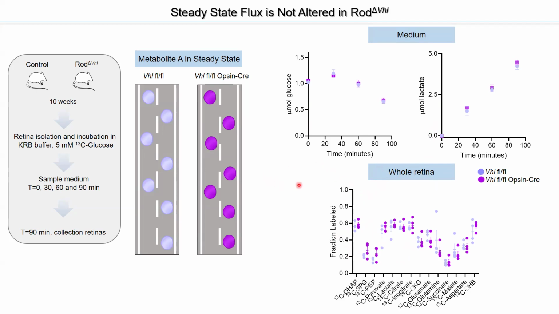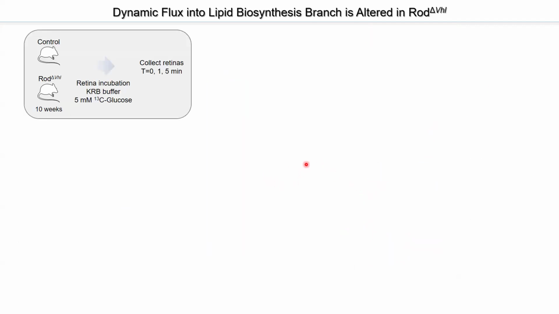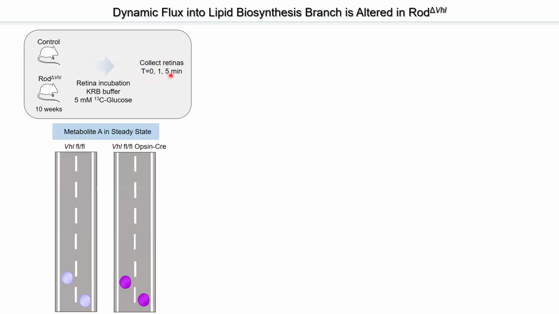To then continue our studies, we decided to do a dynamic flux experiment. So this works a little bit differently from the steady state, since we now don't get a steady state glucose concentration inside, since we only expose the retinas to 13C glucose for 0, 1, and 5 minutes. So what this means is that we're not looking at the total abundance of the metabolites, but we're actually looking at how fast metabolites are labeled. So that means if we have a faster labeling of a certain metabolite, it means that the enzyme is probably working a little bit faster.